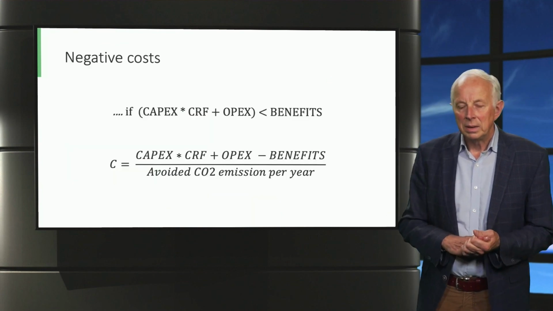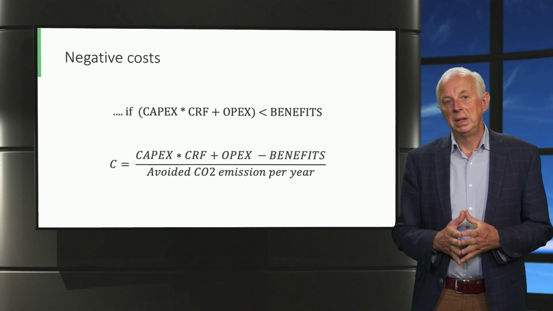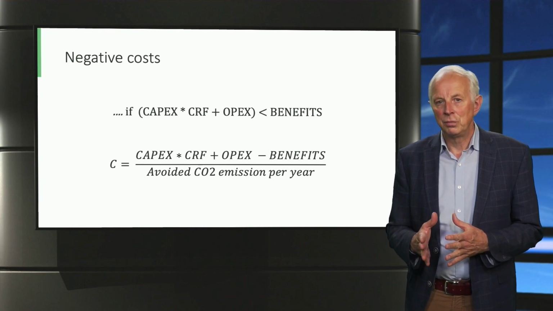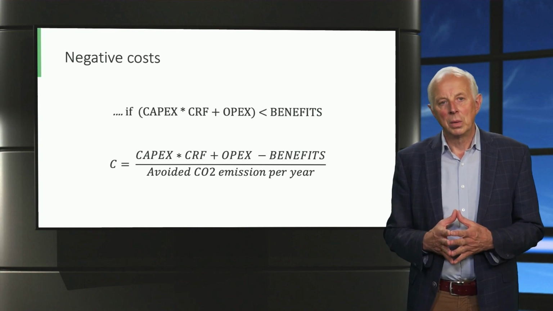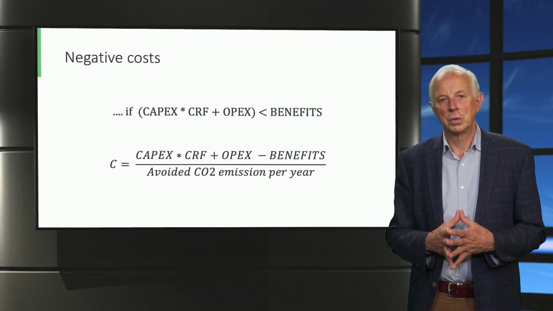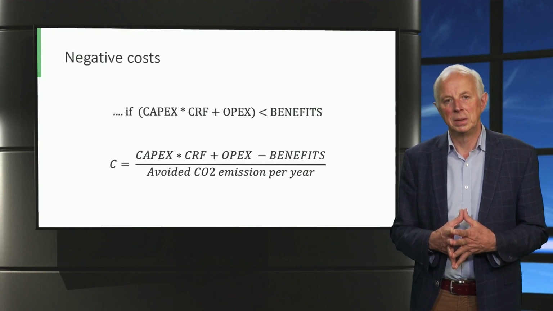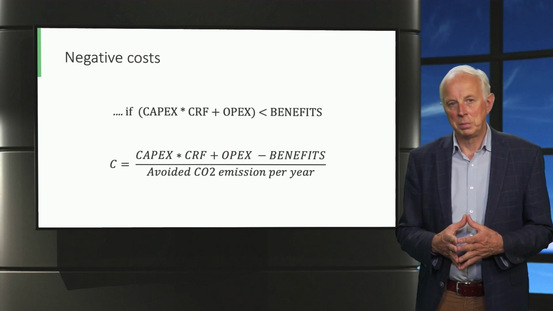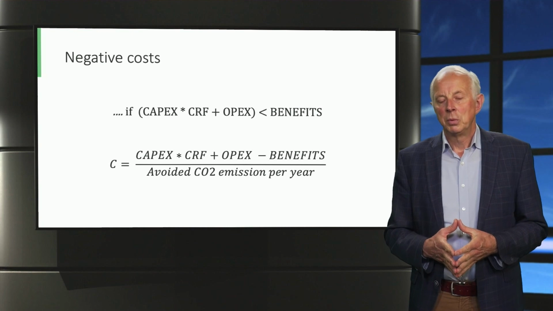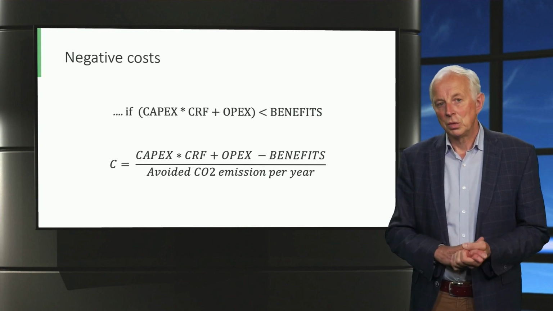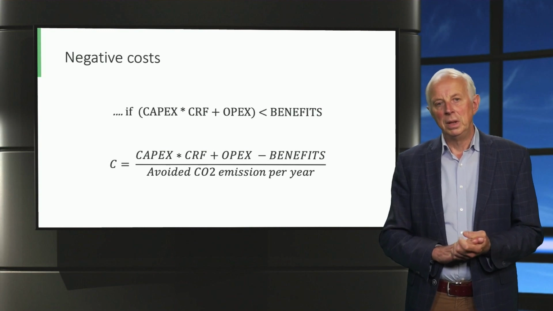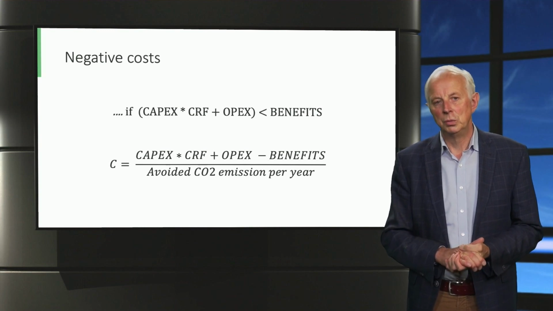It's good to be aware that these costs can be negative, meaning that the benefits outweigh the costs. If CAPEX times CRF plus OPEX is lower in value than the benefits, then we'll have negative cost for the resulting cost of CO2 mitigation. There are various examples of technologies that show negative costs. For example, production of electricity by wind turbines is often cheaper than conventional electricity production. It will therefore lead to a negative cost of CO2 mitigation.